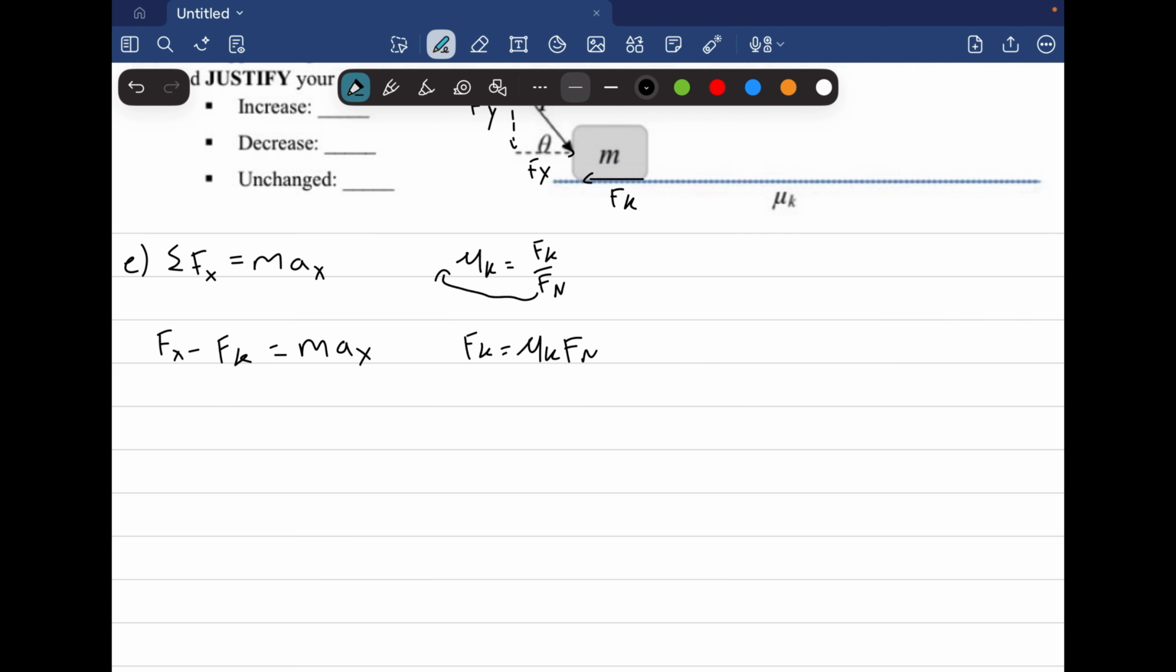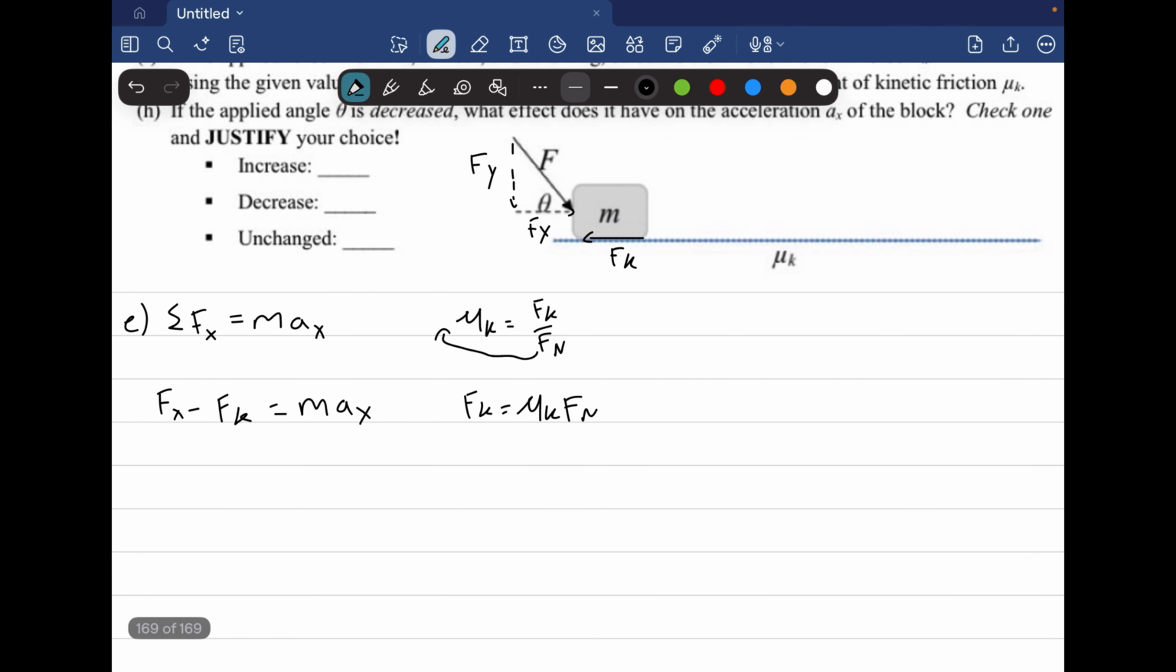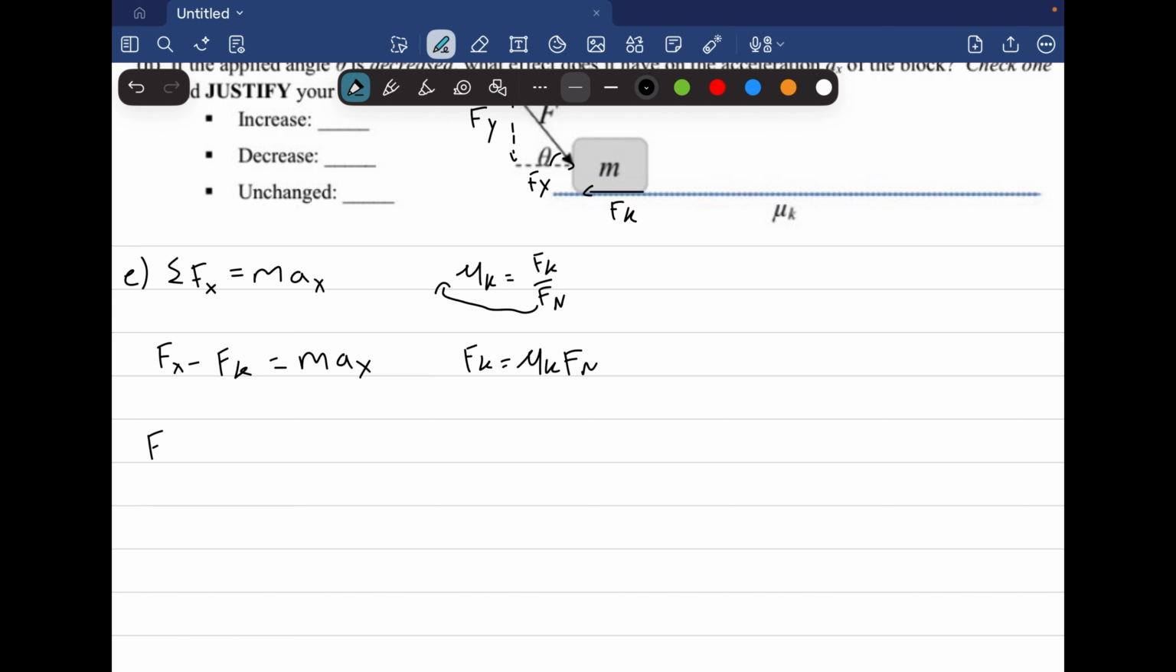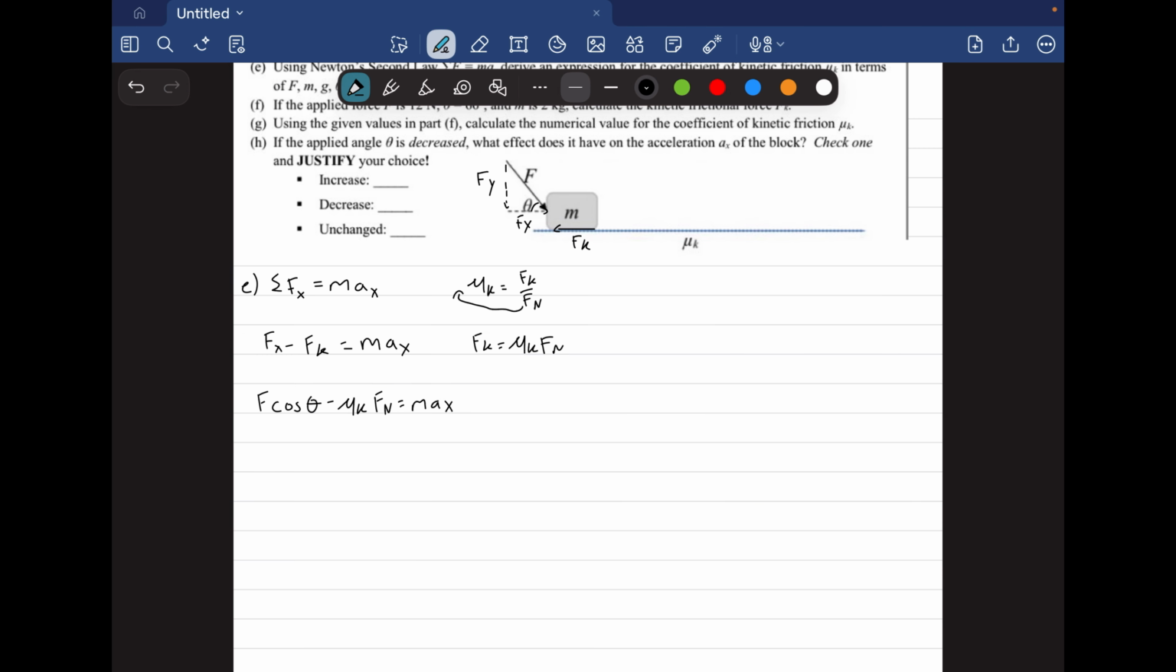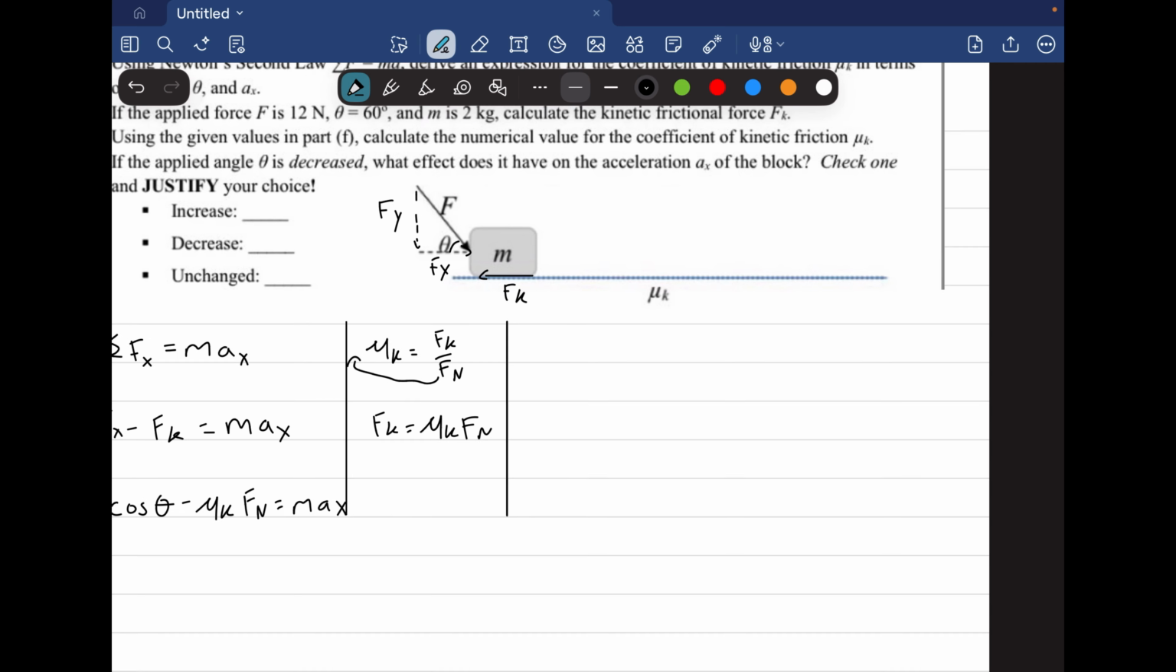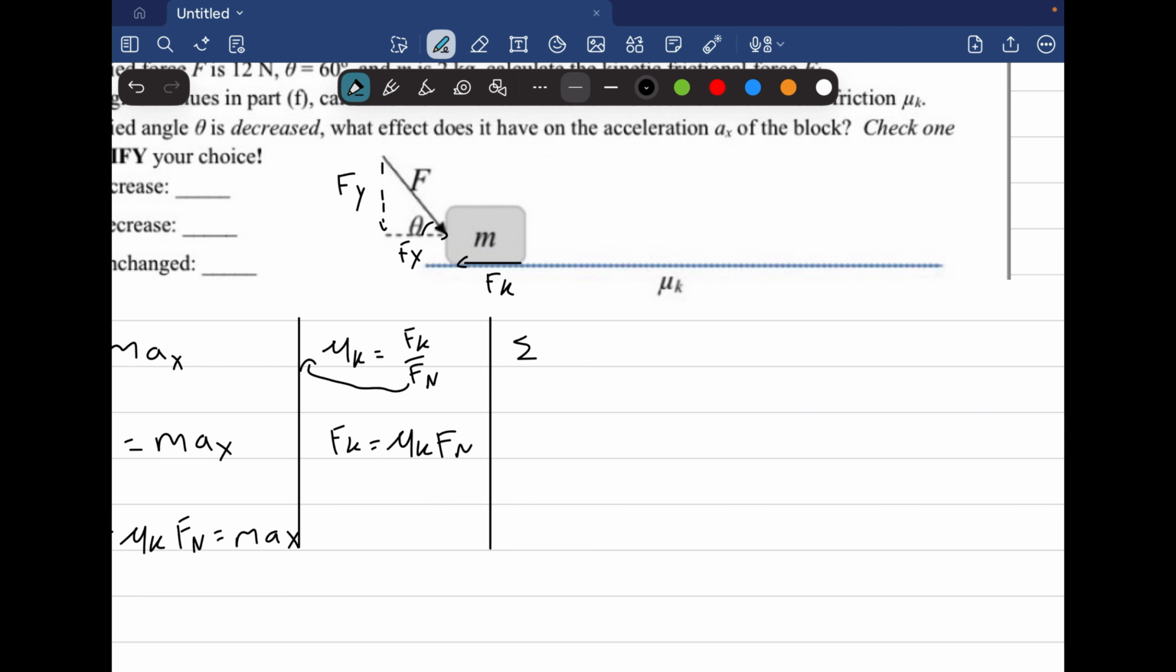So now I'll expand on everything. So Fx is adjacent to theta, so that's F cosine theta minus mu k Fn is equal to m a. But we don't know what Fn is, so that's in the vertical axis. So let's try to find it. Let's separate this so it's easier to look at. So now second law in the vertical axis.